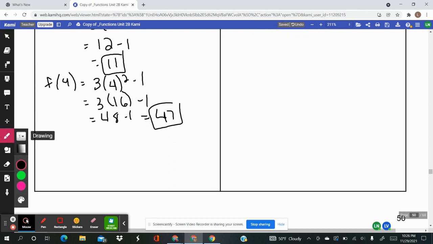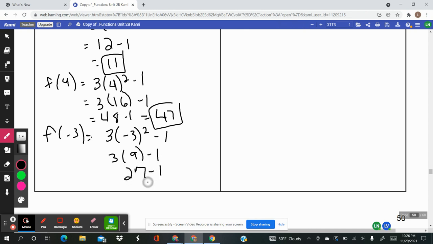Let's try one more in this problem. We need to finish it off by finding f of negative 3. So 3 times negative 3 squared minus 1. That becomes 3 times 9 minus 1. So 27 minus 1 becomes 26.